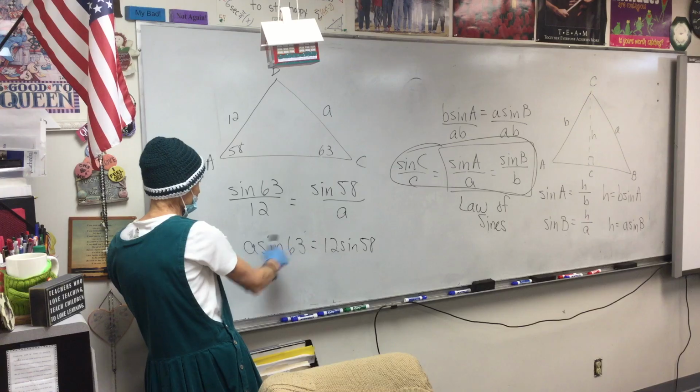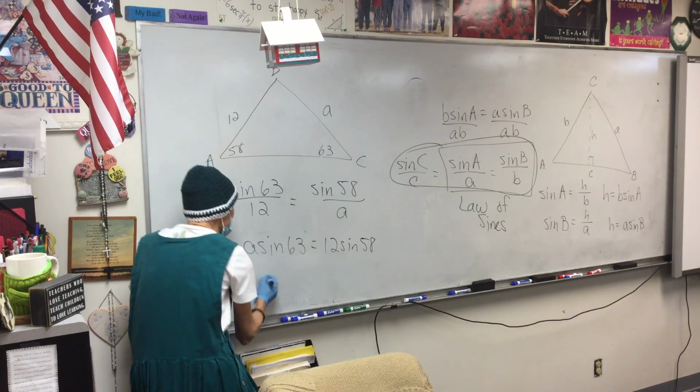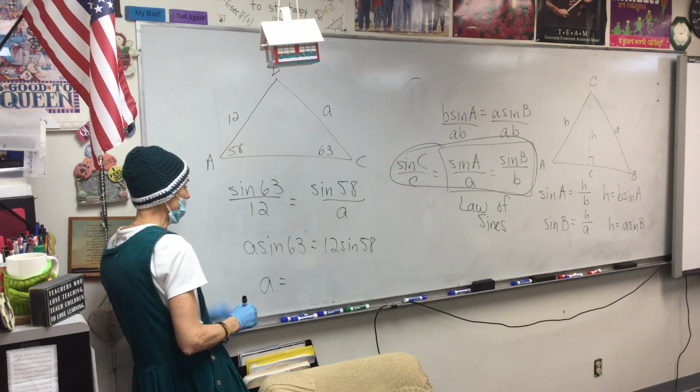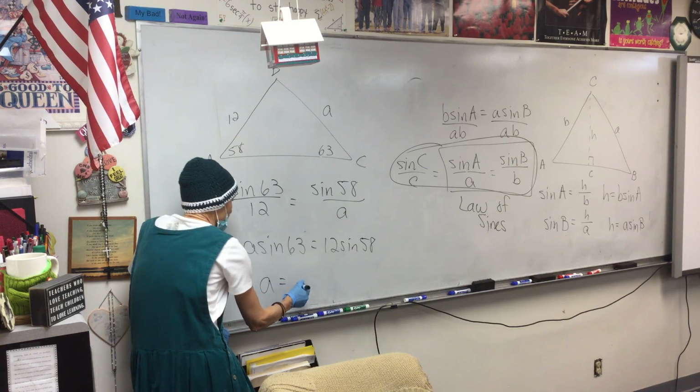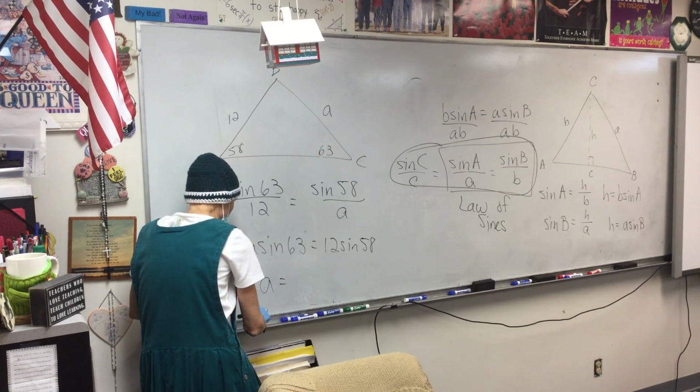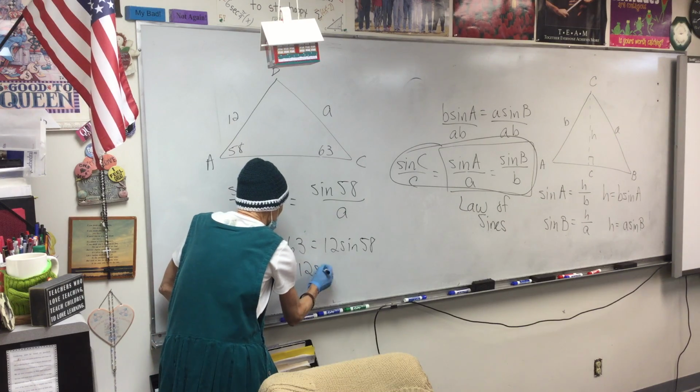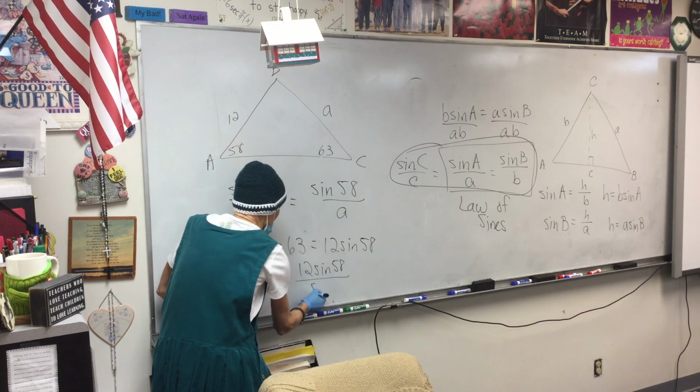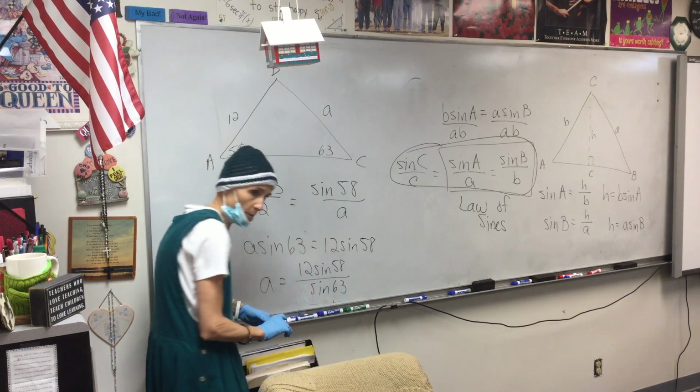So, a sine 63 equals 12 sine 58. So, what is a going to equal? Just gotta divide the sine 63 over. So, 12 sine 58 divided by sine 63. Let's go to our calculator.